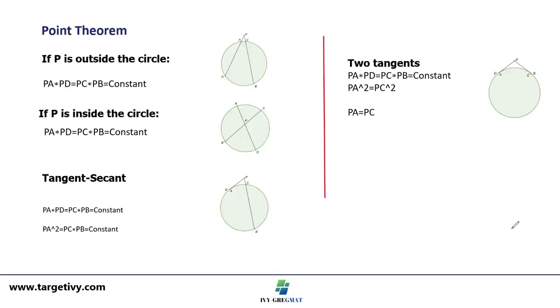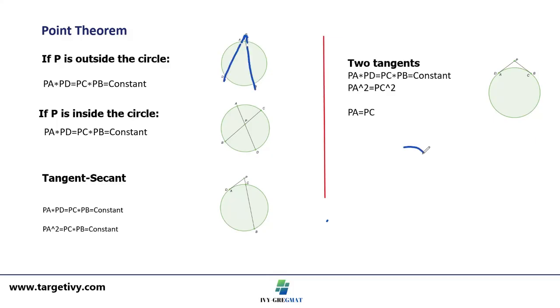The last but not the least, the point theorem, comes pretty handy sometimes when we are dealing with this kind of situation where there is a point outside the circle. Then PA multiplied by PD is equal to PC by PB.